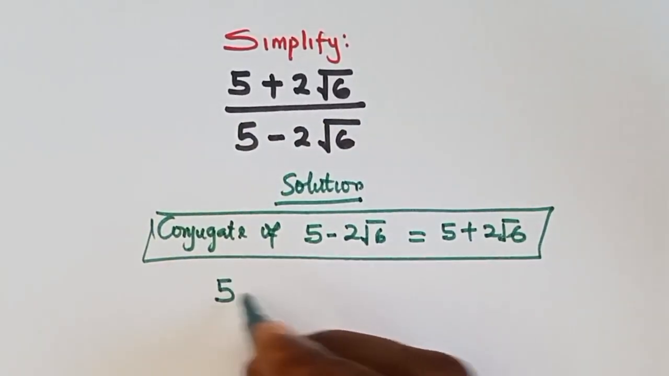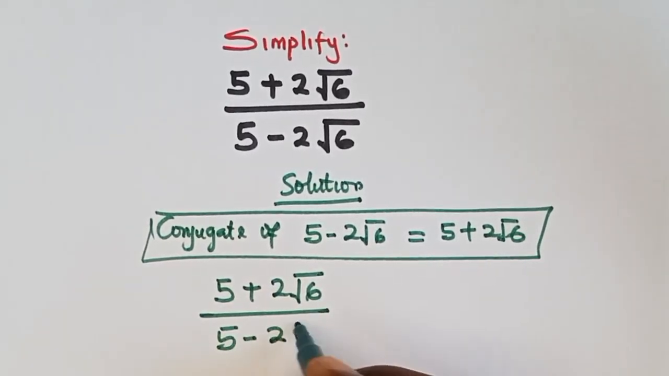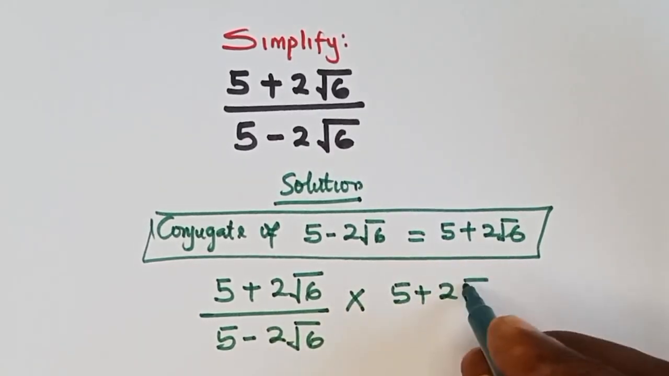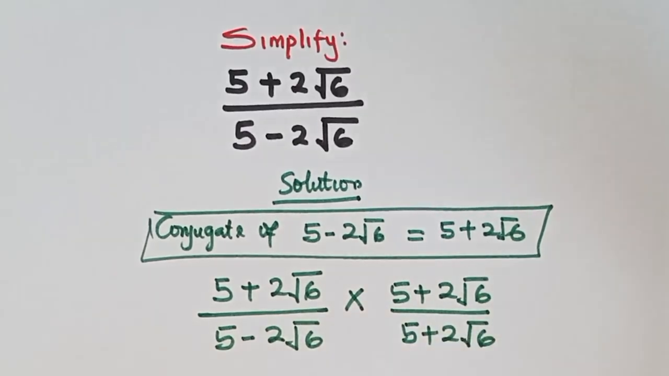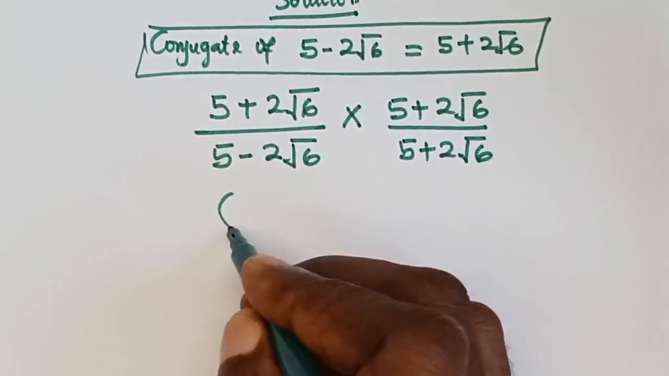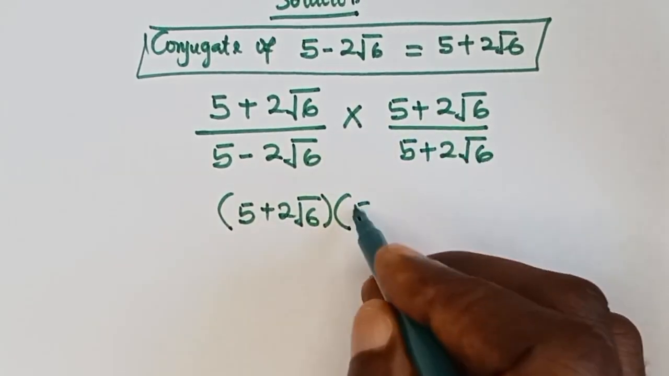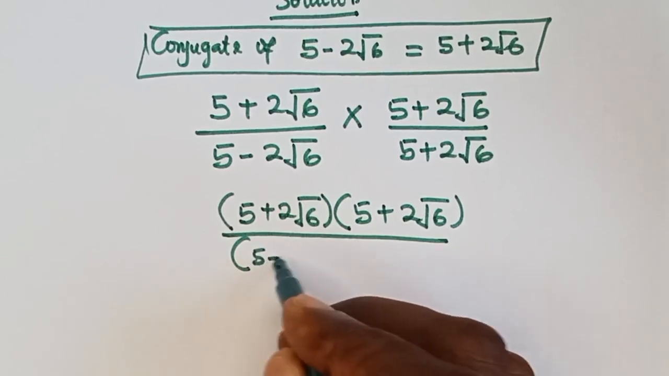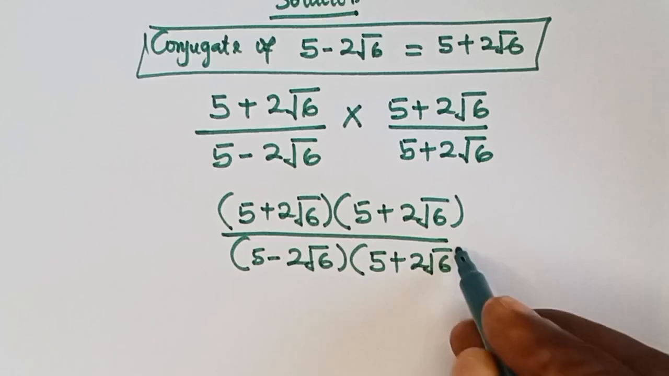So then we have 5 plus 2 root 6 over 5 minus 2 root 6 multiplied by the conjugate, 5 plus 2 root 6 over 5 plus 2 root 6. Alright, so let's expand now. Let's multiply this. So we have 5 plus 2 root 6 multiplied by 5 plus 2 root 6. Then we have 5 minus 2 root 6 multiplying 5 plus 2 root 6.